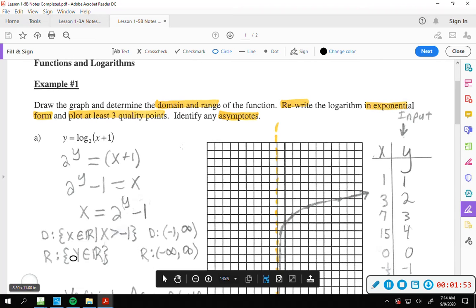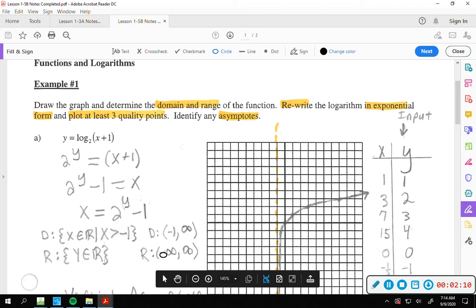The range is written here. It is all real numbers, as you can somewhat see from the graph. And that is typical for most logarithms, but occasionally we can get some range restrictions. So the range here is all real numbers, and again, written in set builder and interval notation.